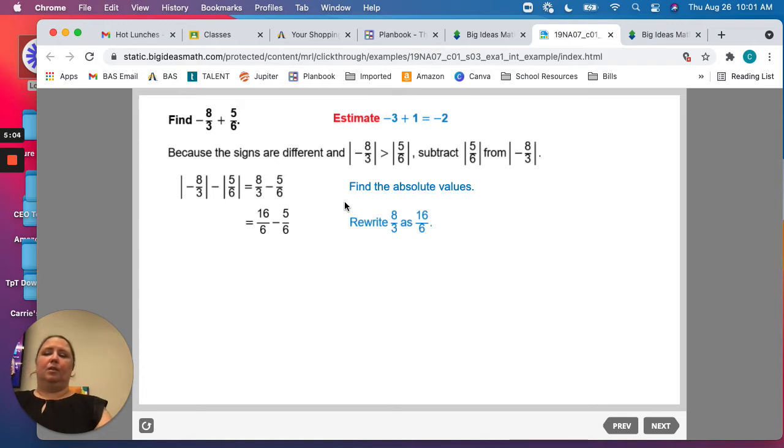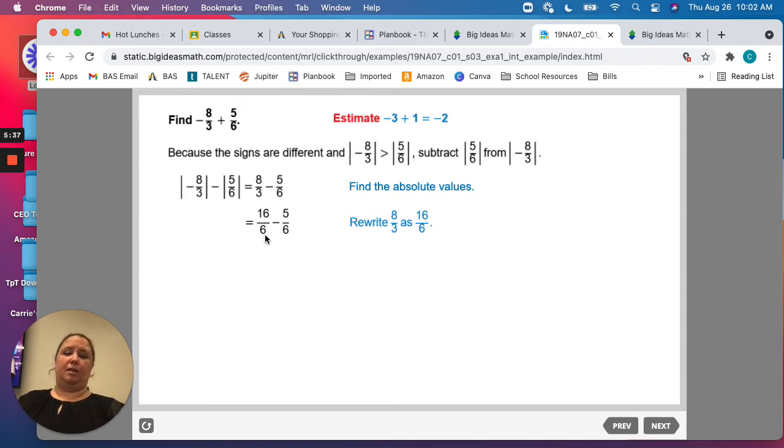When you're adding or subtracting fractions, what do you have to get first? 7th grade? You can't add or subtract fractions without doing one step first. Nope. You got to get a common denominator. So see here, the 6's. So they took this 8/3 and multiplied the bottom number times what to give me a 6? 3 times 2. So then whatever you do to the bottom number, you do the same to the top number.